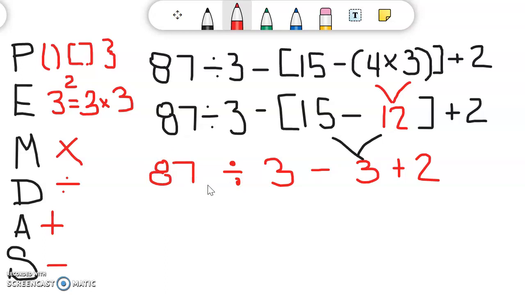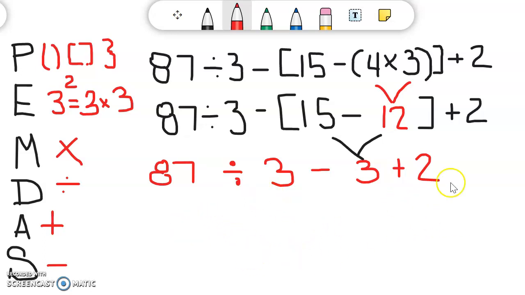Now I'm ready to move on to step 2, and that's exponents. So I look at my expression to see, do I have any numbers in my expression that have an exponent raised to the top right? And I'm looking from left to right, and I see nothing with exponents. So now I can go on to step 3, which is to multiply or divide from left to right, whichever comes first. And the first thing that I get to from left to right is 87 divided by 3.